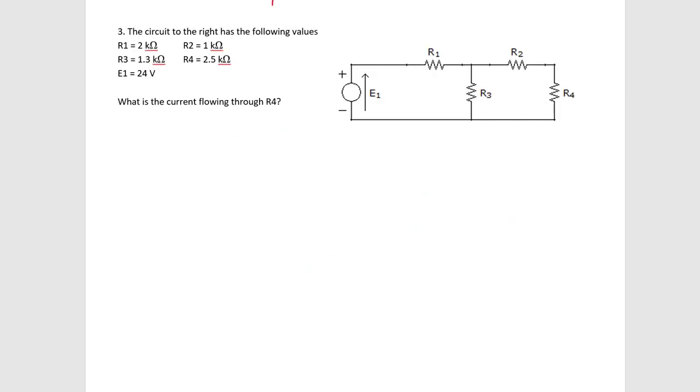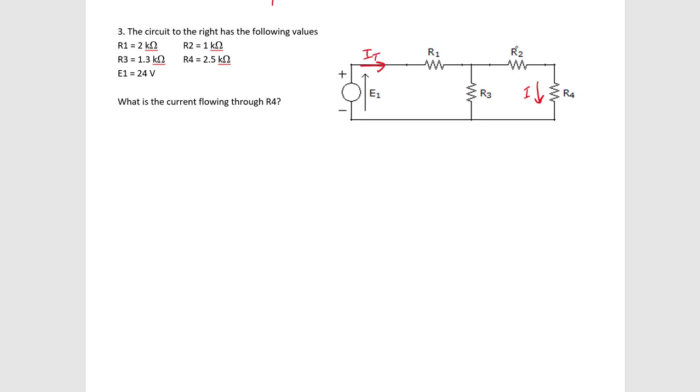Okay, so question 3 is asking us what the current is flowing through this resistor here, which is R4. Now it's given us the resistance of all the resistors, and it's also given us the voltage of the power supply. If it's given us both, then right now I can create one equivalent resistor, and then once I've got that, I can work out the current coming out of here. And that'll be a really good starting point, right?